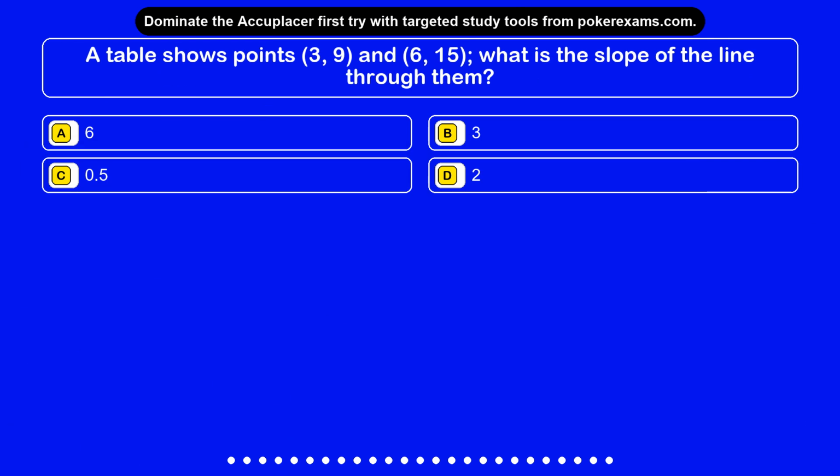Question 11. A table shows points (3, 9) and (6, 15). What is the slope of the line through them? Option A, 6. Option B, 3. Option C, 0.5. Option D, 2.